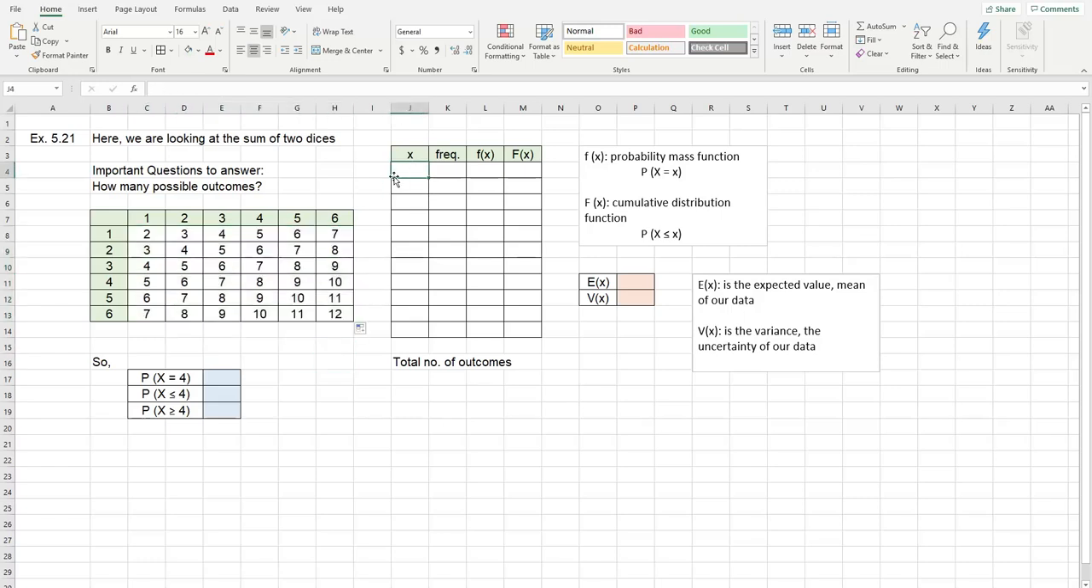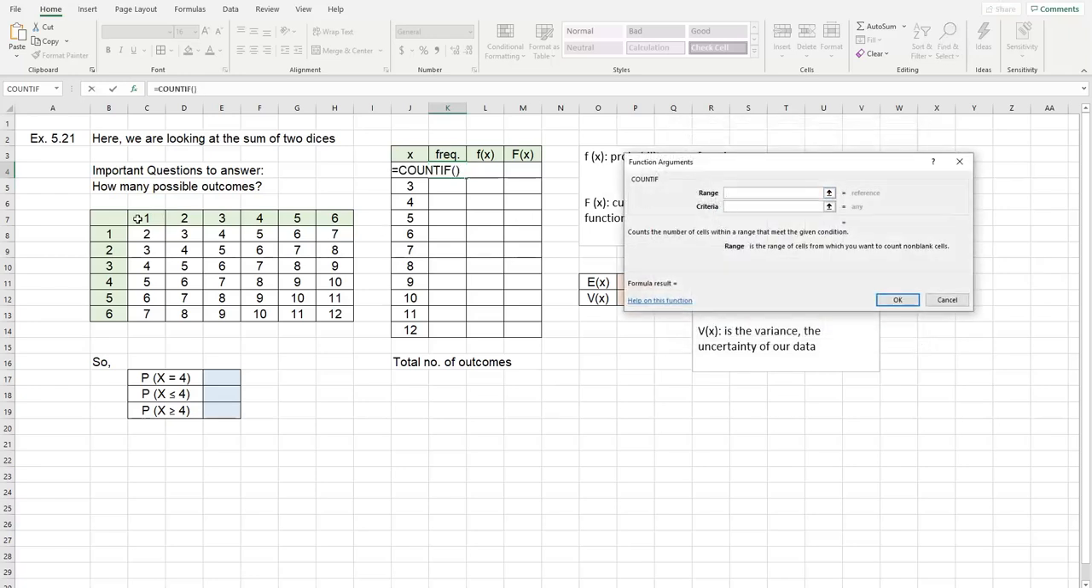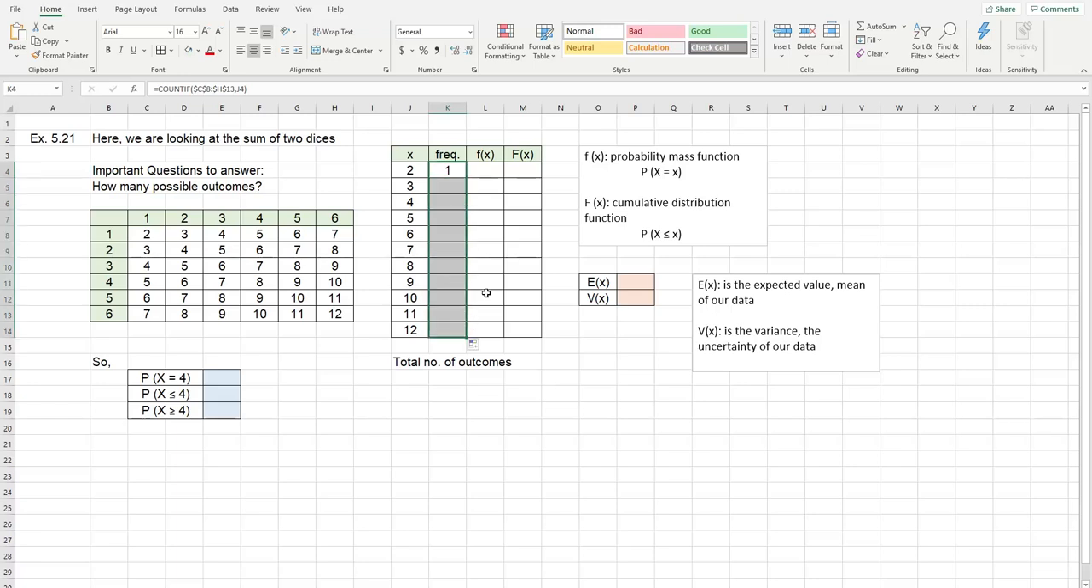From looking at our table, we see that the values range from 2 to 12. So just take this, get that, and now you can take the frequency to be COUNTIF. We take our range to be this table, then we take our criteria to be the x value, we get our frequency, we drag it down, and that gives us the frequency of each sum.